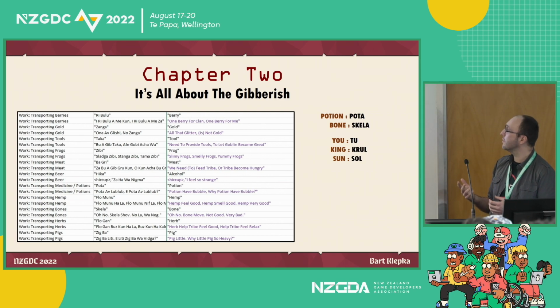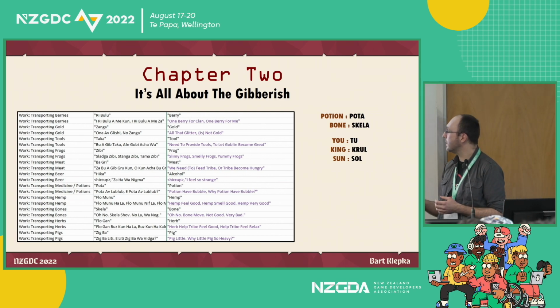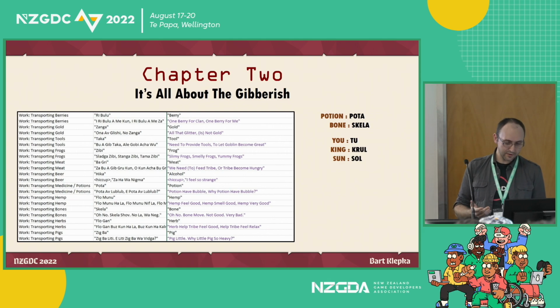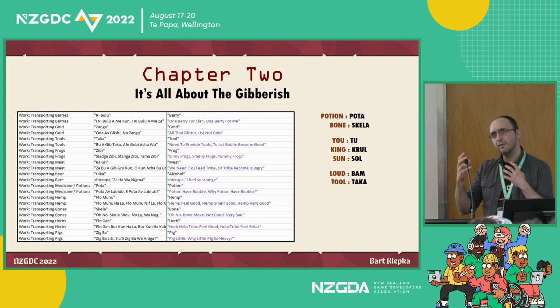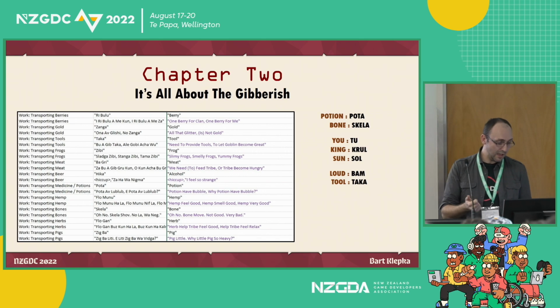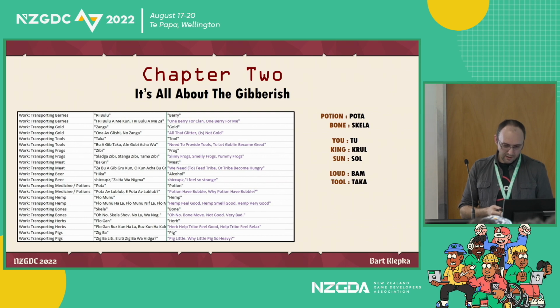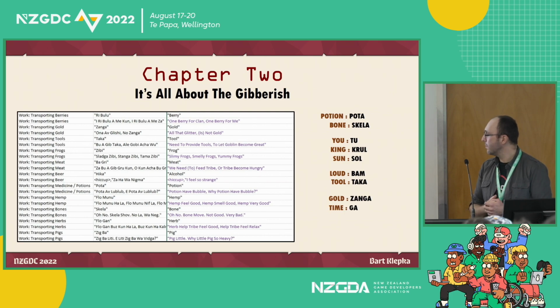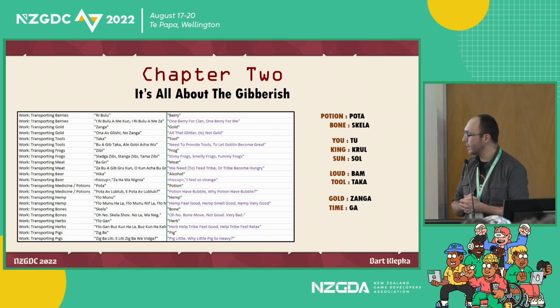King being król, which is Polish for king. And son being sol, which is Latin for son. Occasionally they were onomatopoeias, where the word sounds like what it is. So loud became bam. And tool became tucker, as in hammering a nail. And occasionally, or most likely, it was completely random. Gold being zanga, as an example, and time being ga.